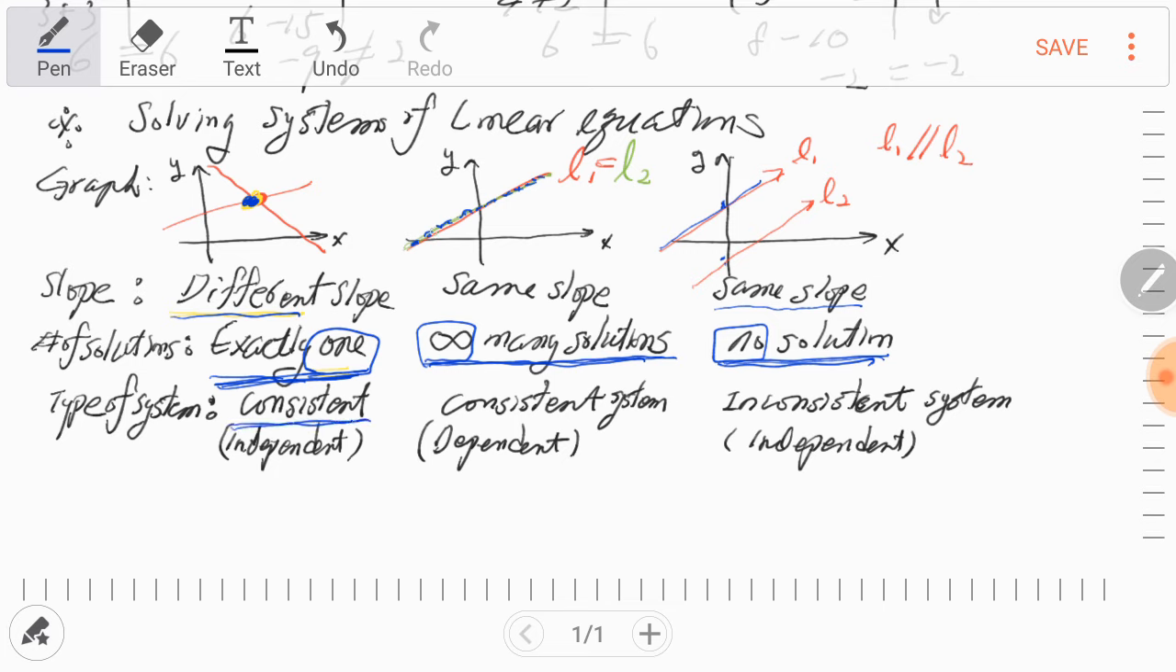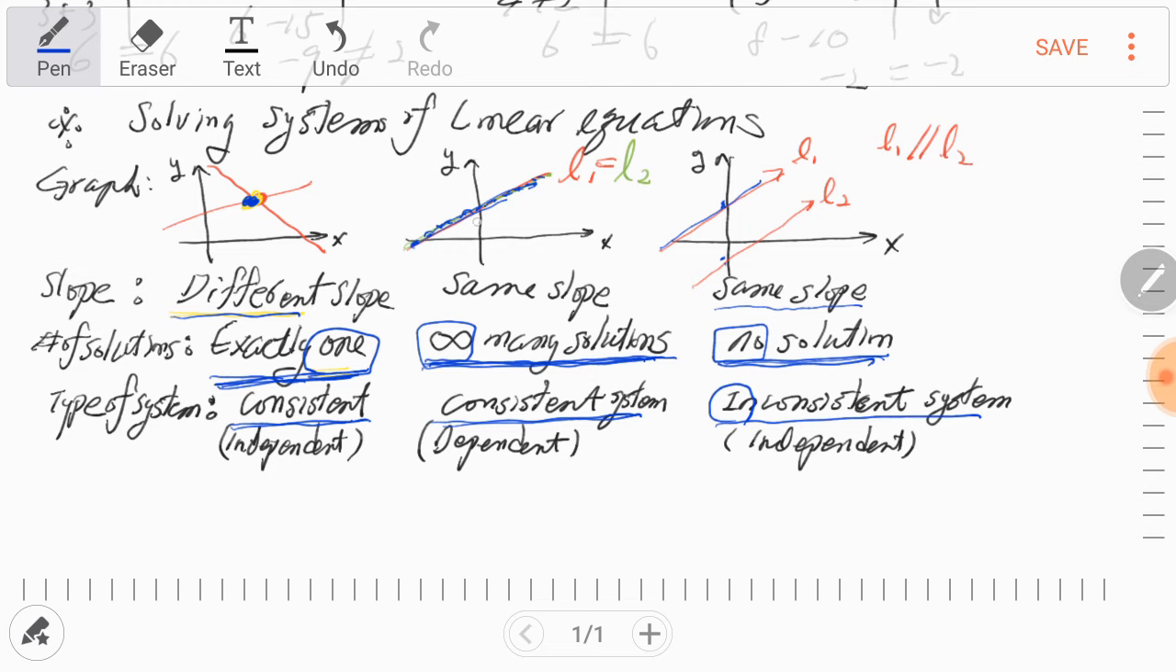And the second graph has infinitely many solutions. Also, this is a consistent system. And the third one has no solution, so this is inconsistent. The system is inconsistent.